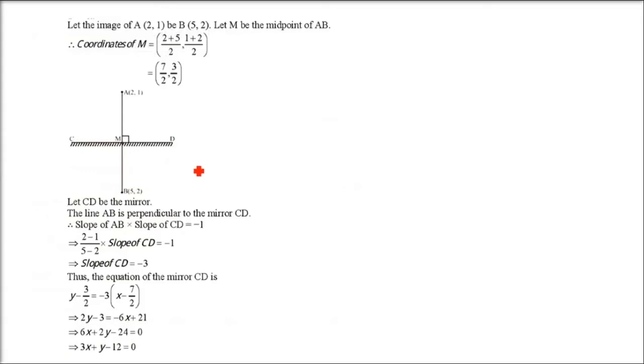Question 13: if the image of the point (2, 1) with respect to the line mirror is (5, 2), find the equation of the mirror. Here we have to find the equation of the mirror. It's the converse of the question we just saw. (2, 1) is the object point and (5, 2) is the image point.